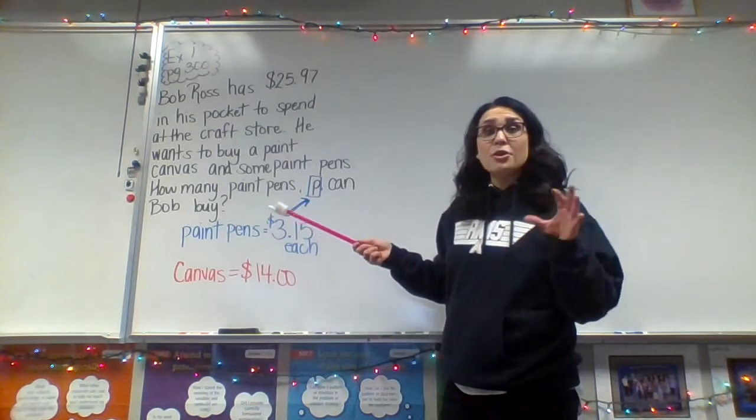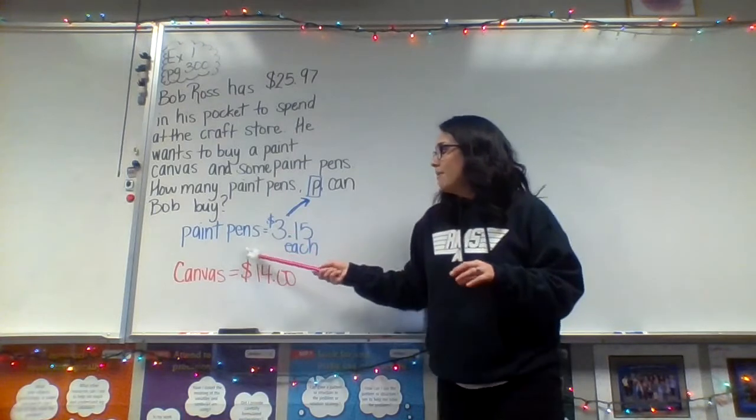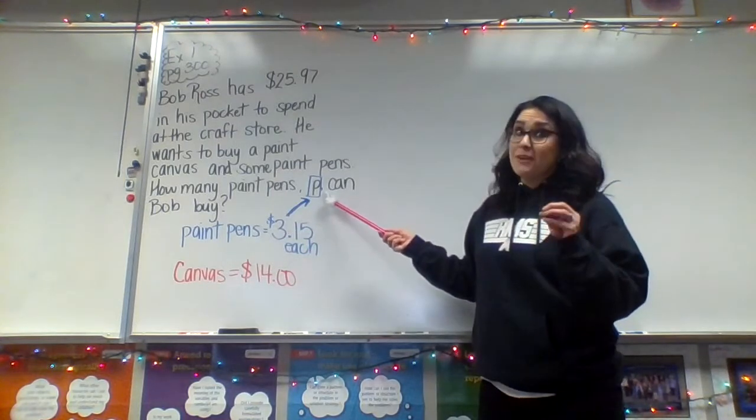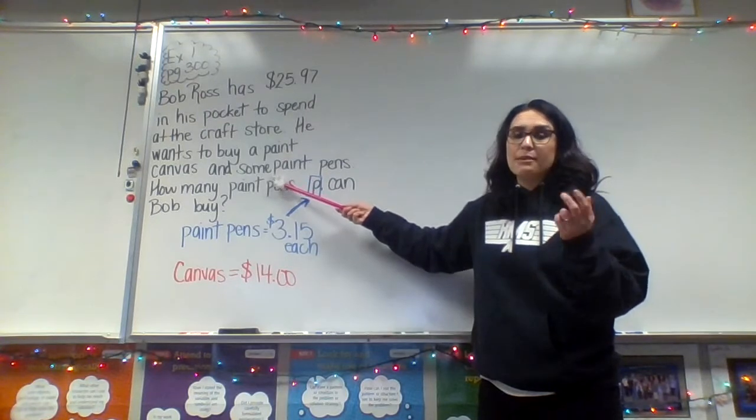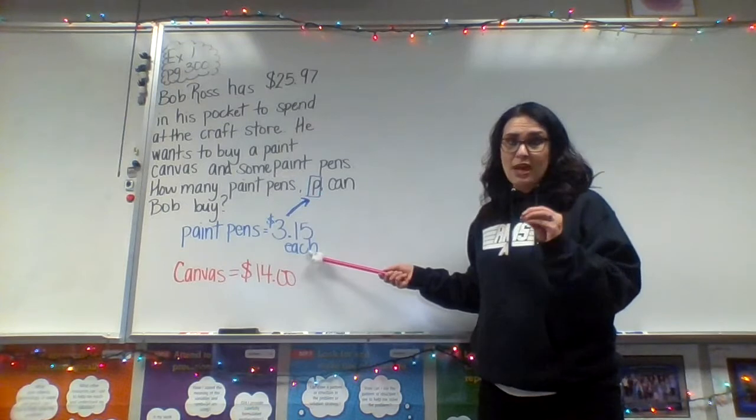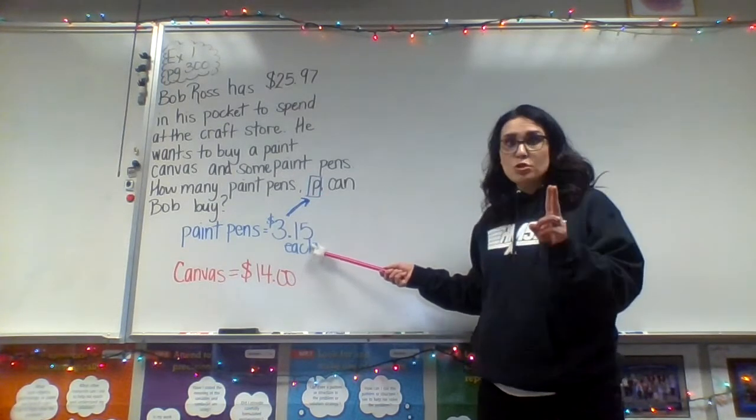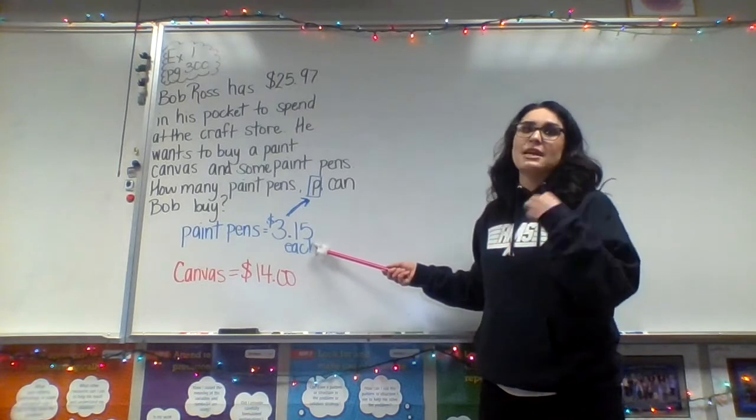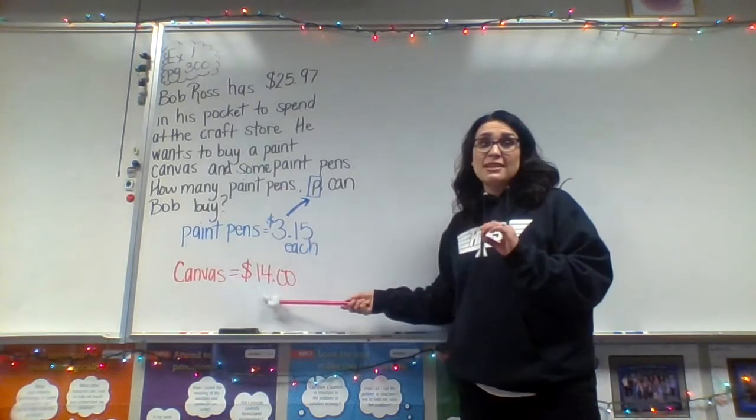Okay, then there's also a picture that goes next to it, and the picture gives us this information. That the paint pens, which again, we're gonna use the variable P to represent the sum that he's going to be buying, right, that number. It's $3.15 for each pen, okay? So if he gets 1 pen, that's $3.15. If he gets 2 pens, that's $6.30, and so on, right? And then the canvas that he wants to buy, that's $14.